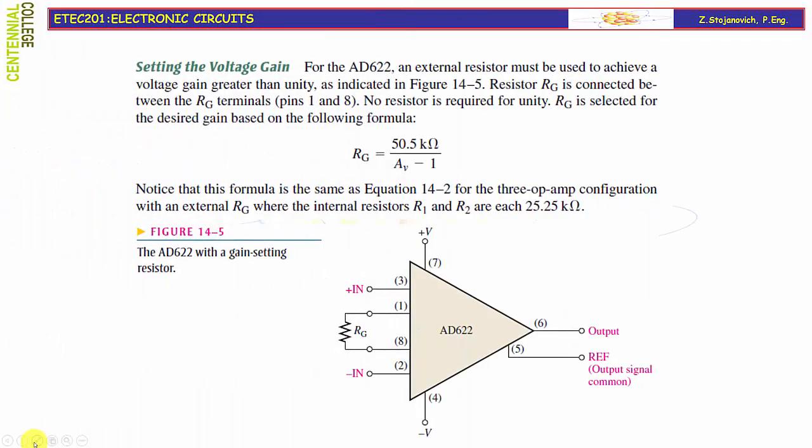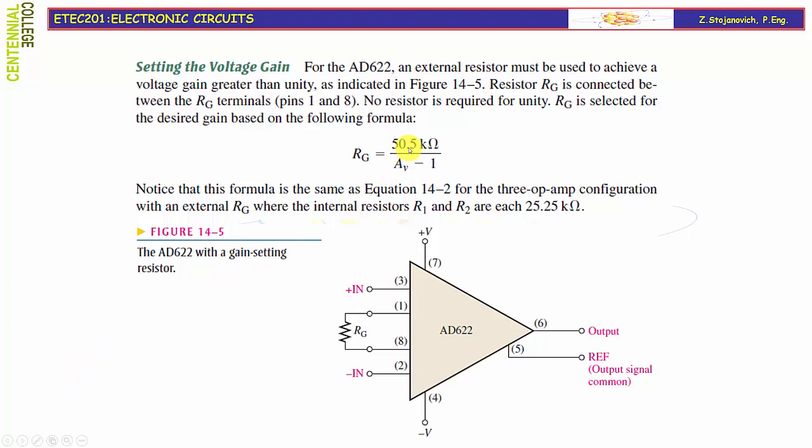For the AD622, an external resistor must be used to achieve a voltage gain greater than unity. As indicated in figure 14-5, resistor RG is connected between RG terminals pin 1 and 8. We already said that no resistor is required for unity gain. RG is selected for the desired gain based on the following formula: 50.5 kilo ohms over required voltage gain minus 1.